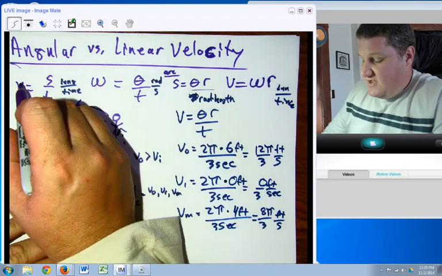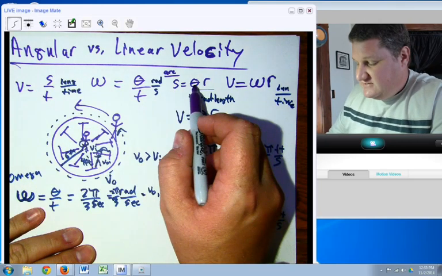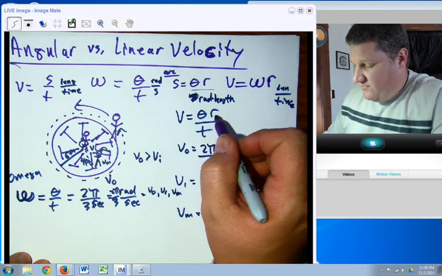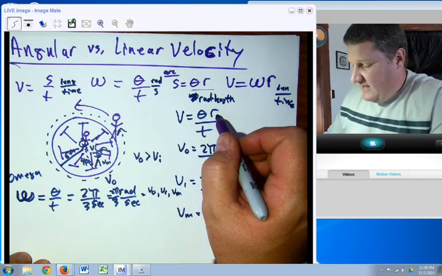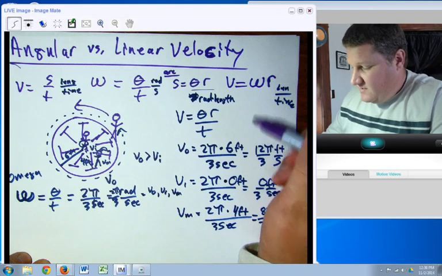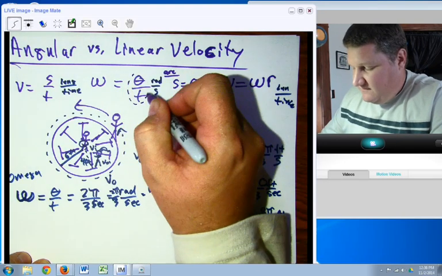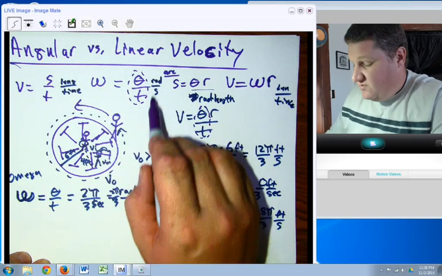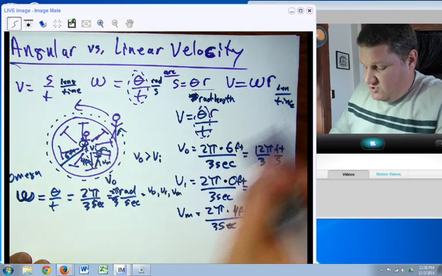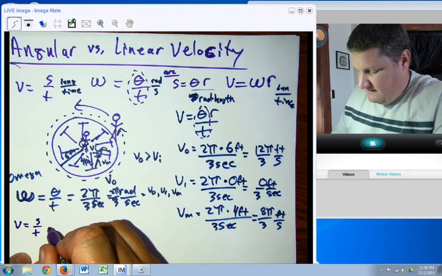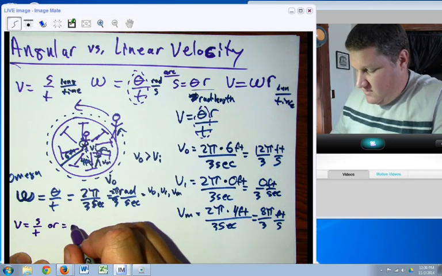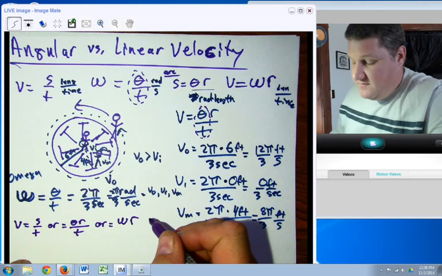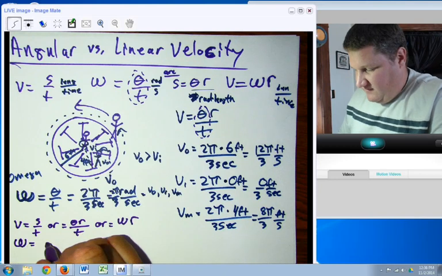Now, you'll notice I took v equals s over t, but s is r theta. Well, that's fine, except that, wait a minute, theta times r, if we have omega, okay, omega is theta over t. So if omega is theta over t, I can replace theta over t with omega. So now v could either be s over t, or it could equal theta r over t, or it could equal omega r. But in all cases, omega stays exactly the same. That is theta over t.